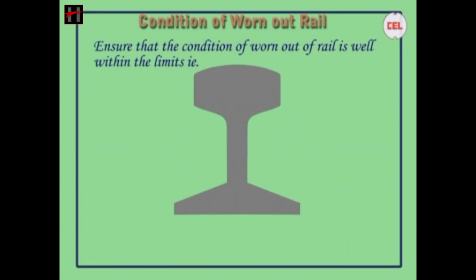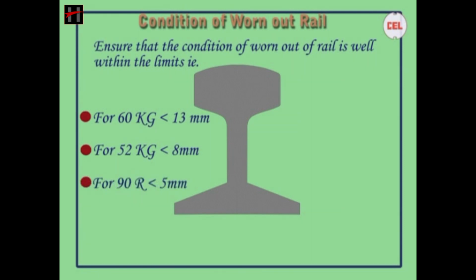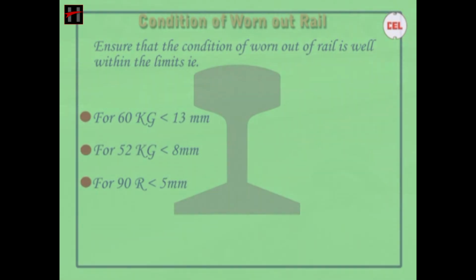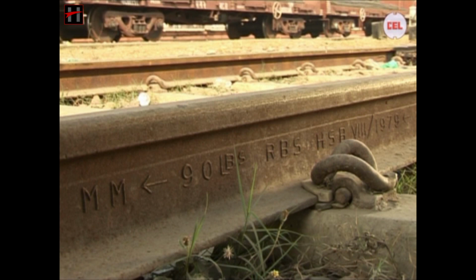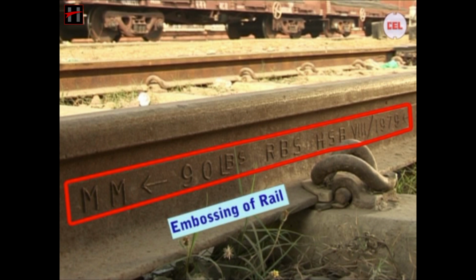4. Ensure that the wear of the rail is well within the limits. For 60 kgs, it should be less than 13 mm. For 52 kgs, it should be less than 8 mm. And for 90 R, it should be less than 5 mm from the top. Number 5. Ensure that the embossing of the rail is never covered by axle detectors.